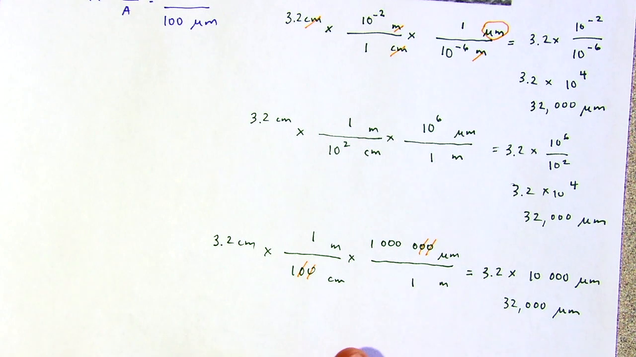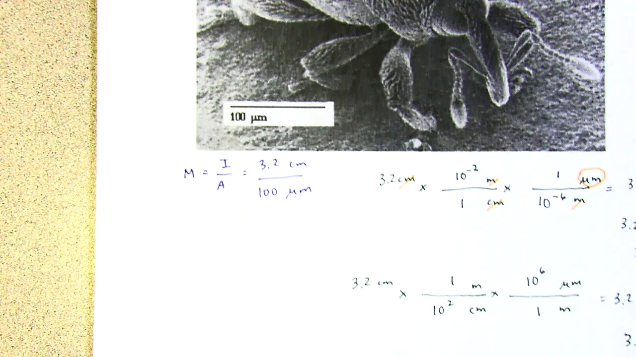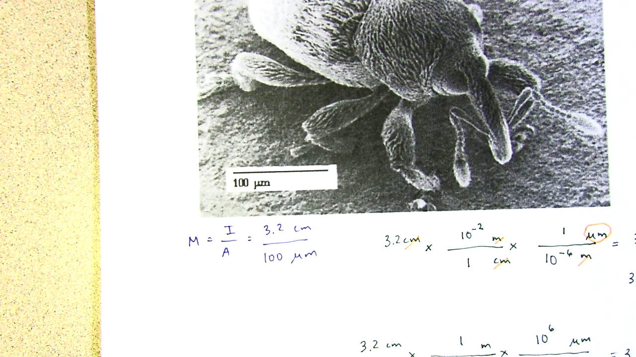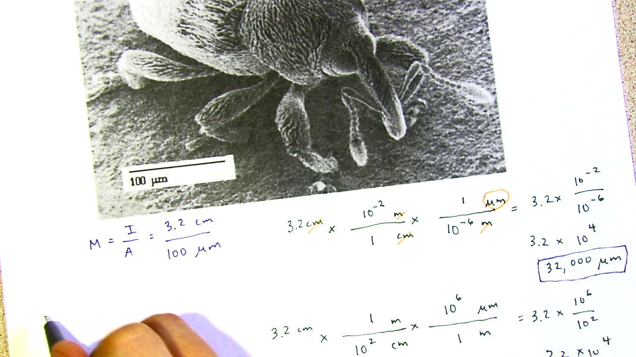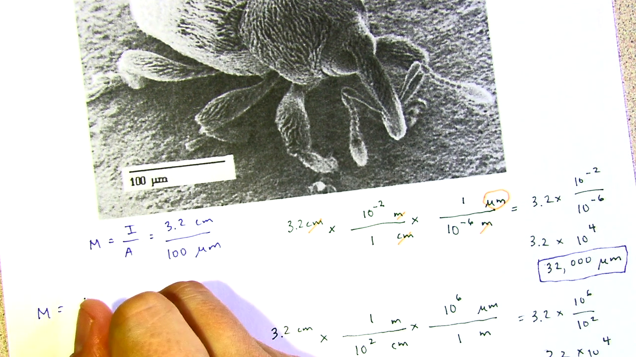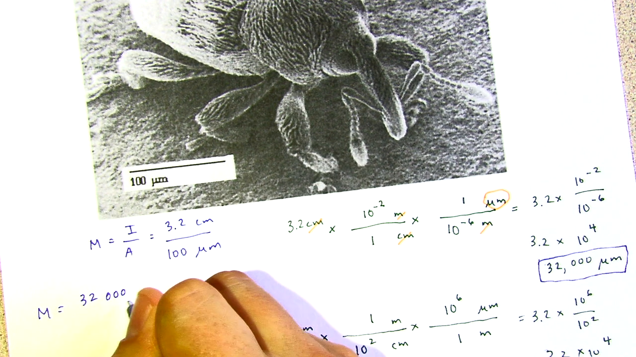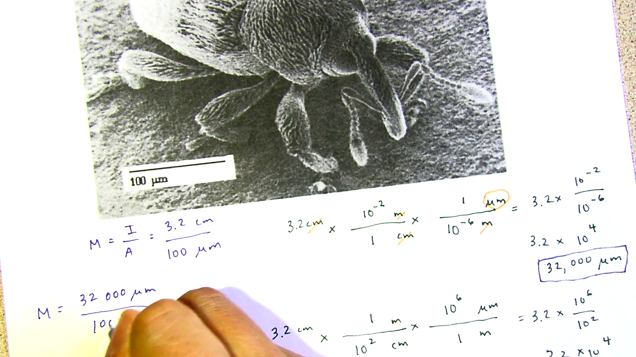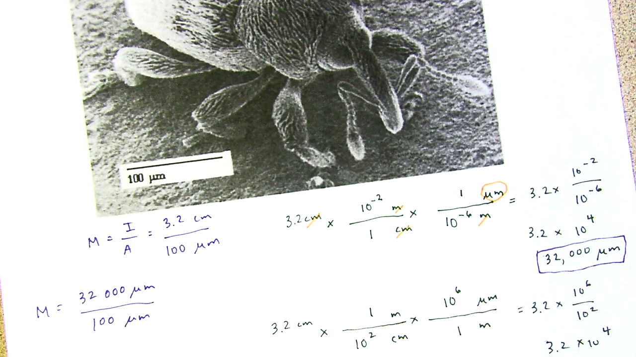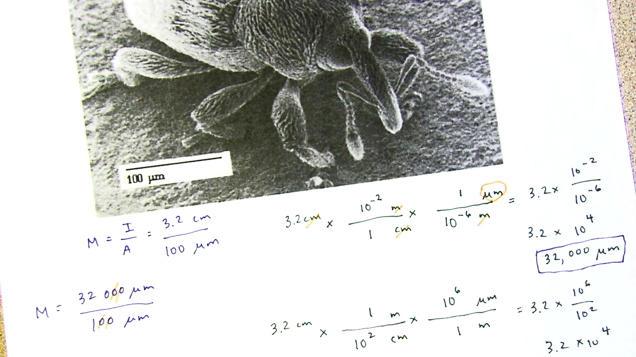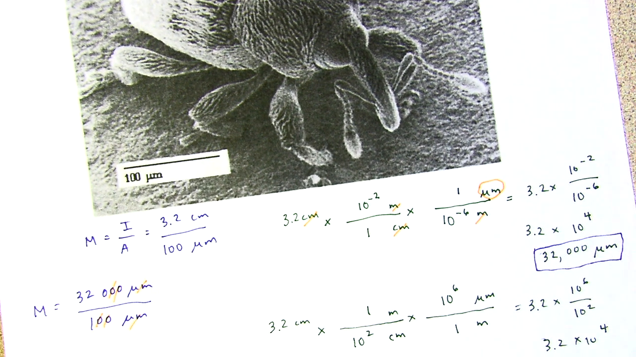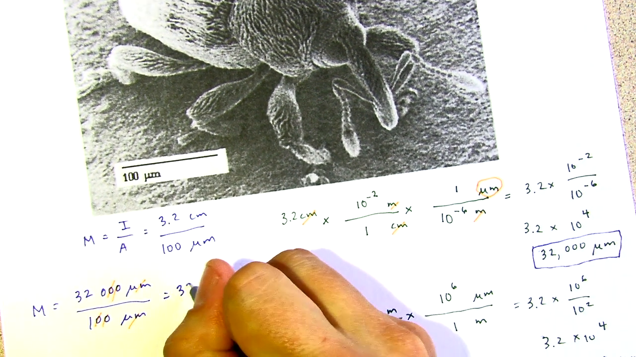Wait, I forgot what we were doing all this for. It's because we had to figure out the magnification of this snout beetle. So going back here, we figured out that 3.2 centimeters is the same as 32,000 micrometers. So magnification is equal to 32,000 micrometers over 100 micrometers. We could put that in our calculators, but I don't think we need to. Our units cancel, which should make sense because magnification is unitless. So we get a magnification of 320.